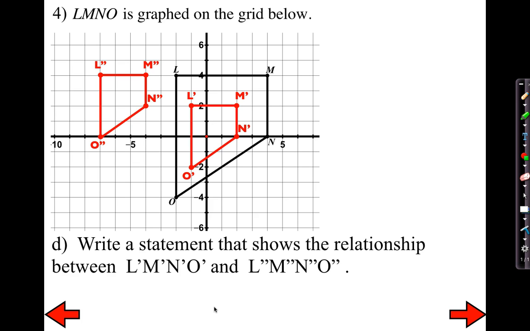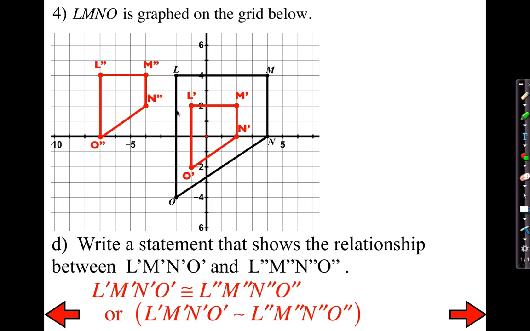Part D, write a statement that shows a relationship between L prime, M prime, N prime, O prime, and L double prime, M double prime, N double prime, O double prime. Well, let's see. First of all, we can definitely see that the shapes are congruent. So I'm going to go ahead and write that the shapes are congruent. But there's something else. They are also considered to be similar.